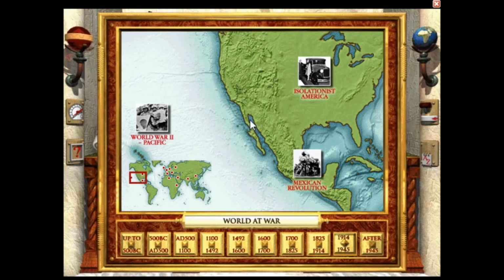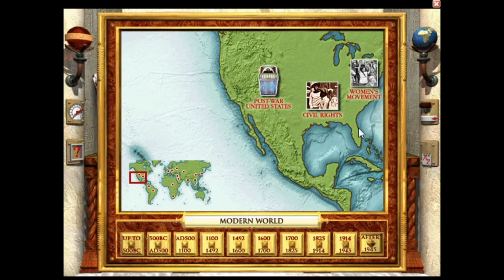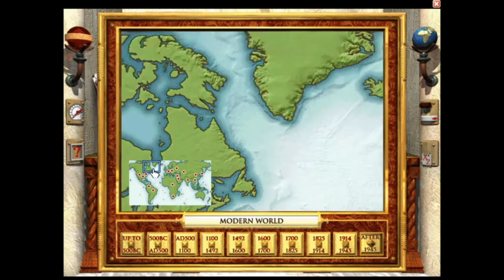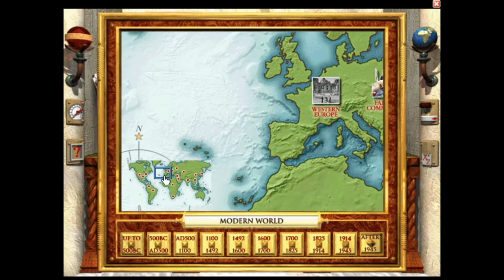Okay, I think that's... And what's after that? What's in that? Why is it only America we can look at? I don't know. We can... I hadn't noticed a slider.